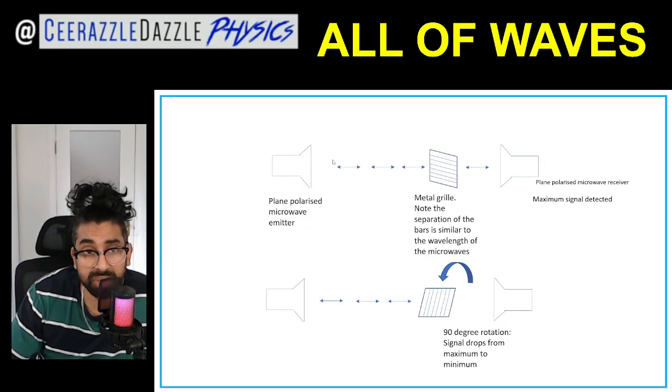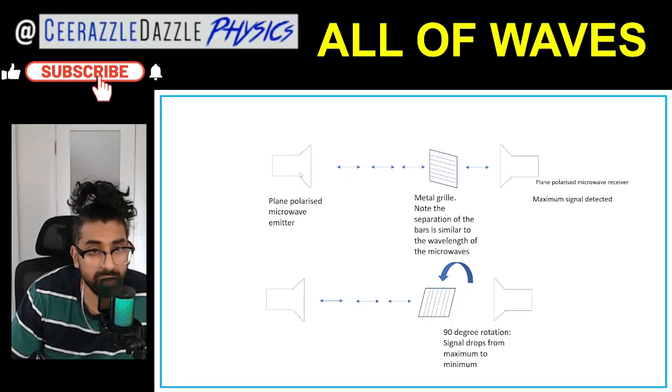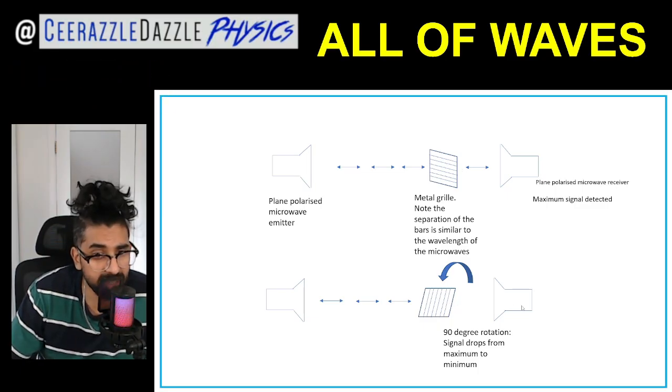This can also be observed in microwaves, in which microwaves can come out in one plane only, but instead of having a polarizing filter, you can have a metal grill and you have a receiver on the opposite side. The emitter and the receiver are already plane polarized. So when you rotate the grill 90 degrees, what happens is the signal drops down. It drops down to 0 over here. The reason why is because the waves can no longer pass through because it's in the wrong plane.